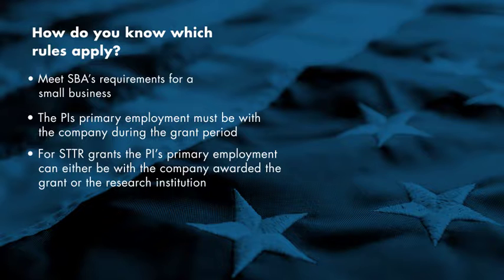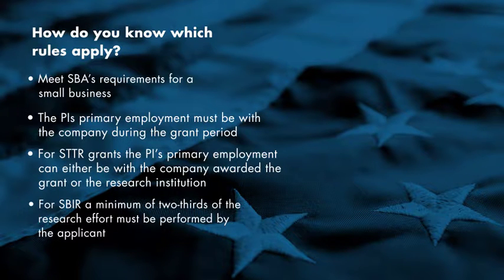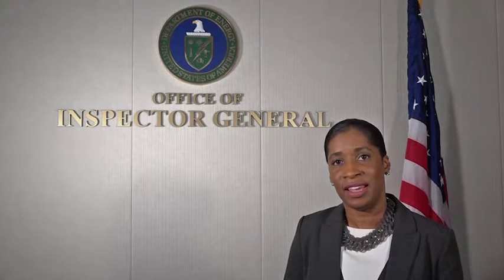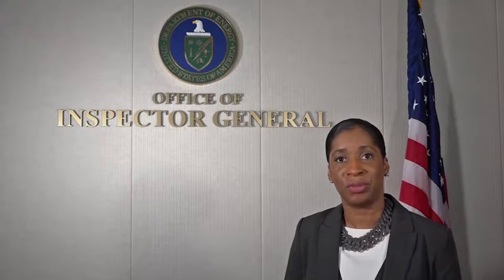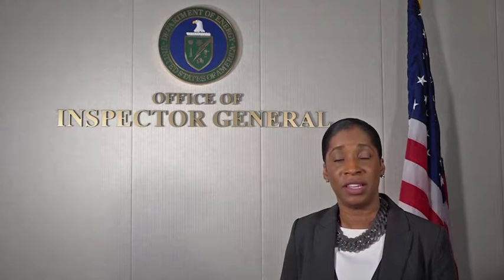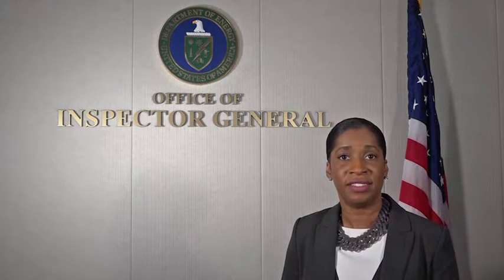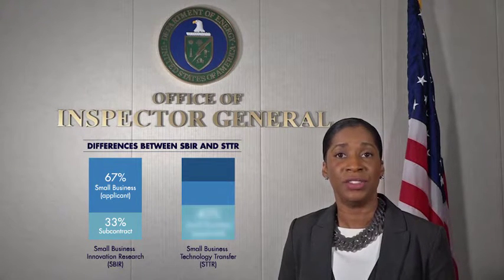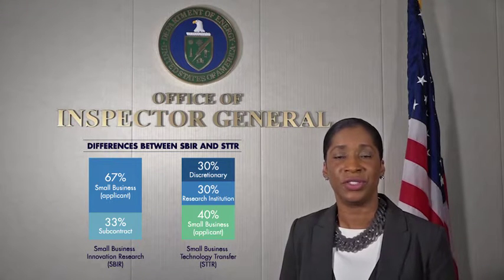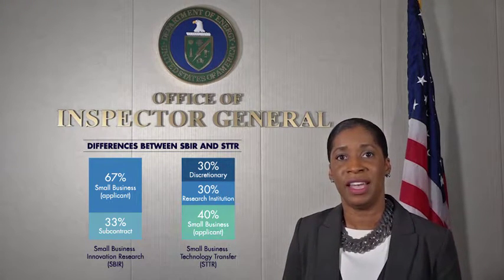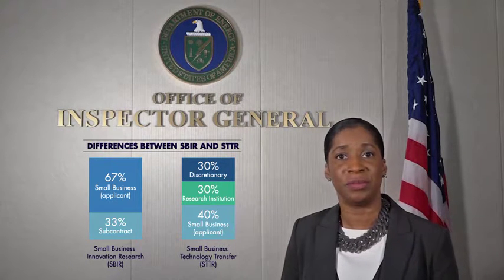For the SBIR Phase 1 award, a minimum of 2/3 of the research effort must be performed by the company that was awarded the grant. For Phase 2, a minimum of 1/2 of the research effort must be performed by the company. Work performed under an SBIR award by a university research laboratory is not considered a part of the grantee company's level of effort. With an STTR award for both Phases 1 and 2, a minimum of 40% of the research effort must be performed by the grantee company, and a minimum of 30% of the research effort must be performed by a single research institution.